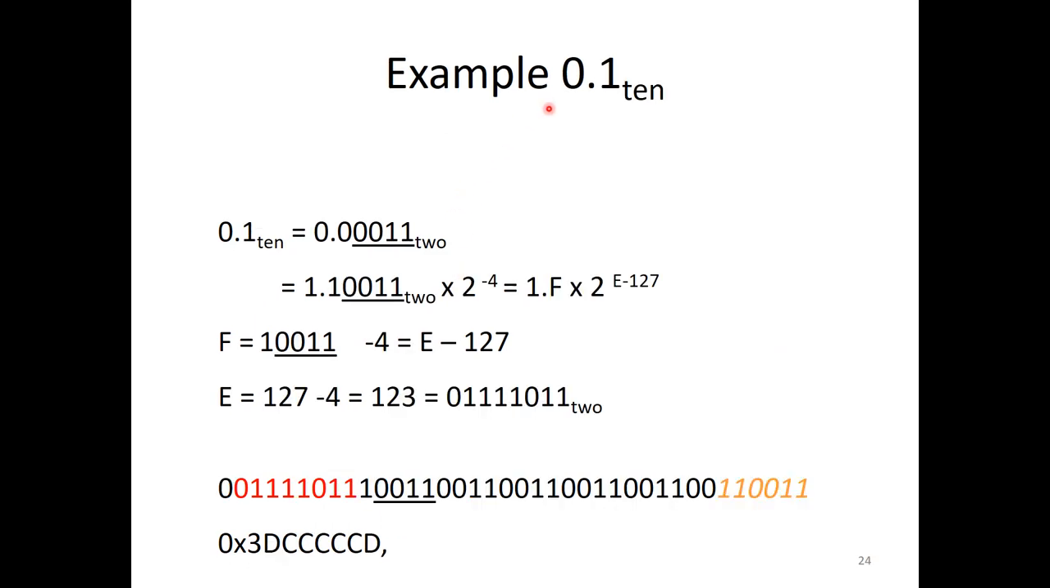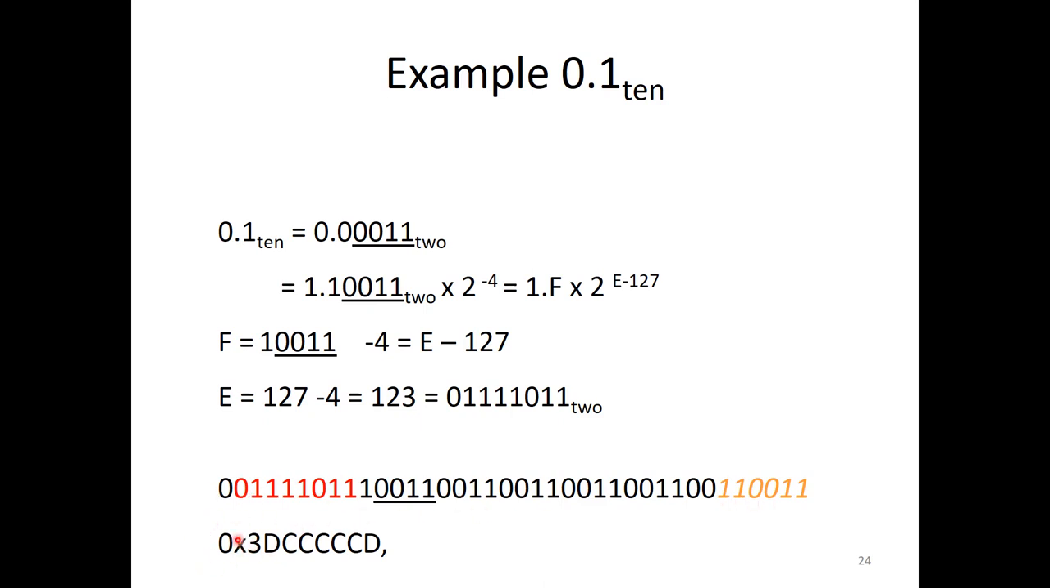Again, for example, 0.1. I'm taking this example again and again because it will serve a special purpose in the resultant example. So 0.1 is again 0.00011, which will repeat forever. And suppose I represent it as 1.10011 in binary digits times 2 to the power minus 4, which is 1.f times 2 to the power e minus 127. So f is 1011, and the exponent is minus 4, and minus 4 is equal to e minus 127. So e is 123.